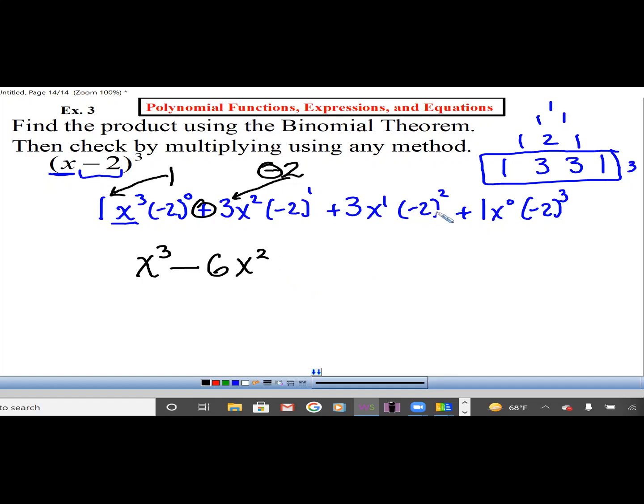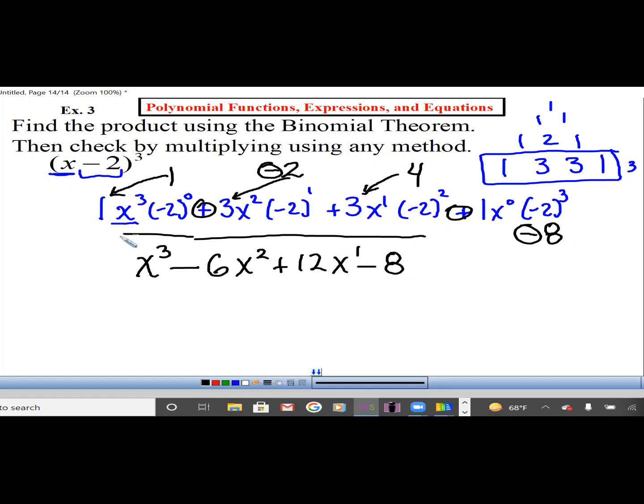Next, -2 squared is -2 times -2. It's +4. Since they're all positives, what is 4 times 3? 12, x to the first. And the last one, -2 cubed, that's -2 times -2 times -2, that's -8. Negative times a positive is negative. What is x to the 0? 1. 1 times 1 times 1 times 8, that's 8. And this is our product.